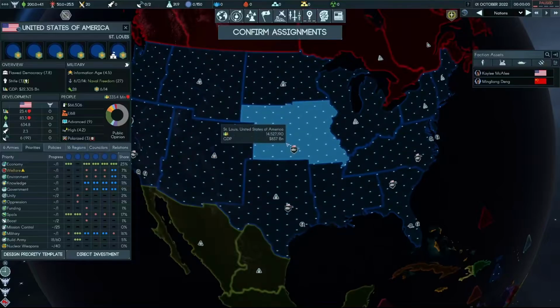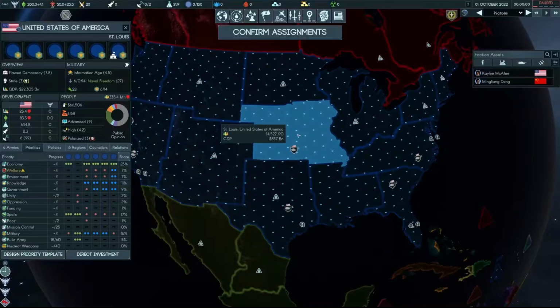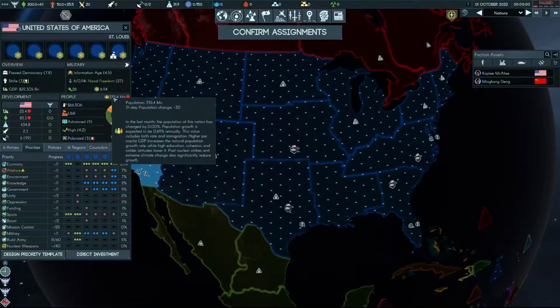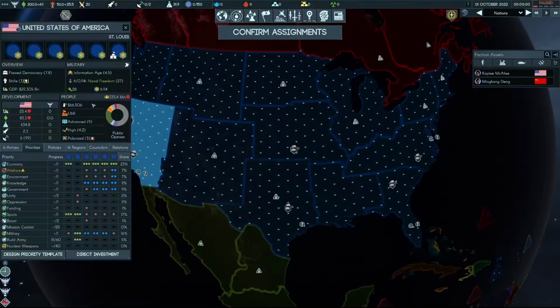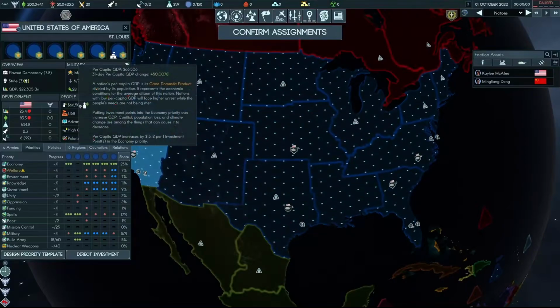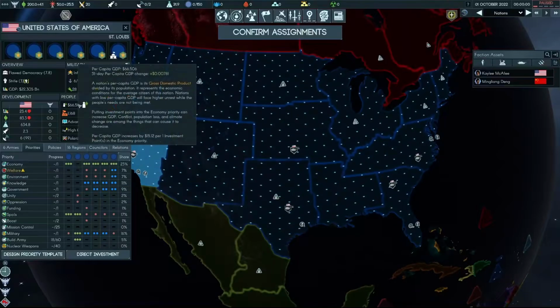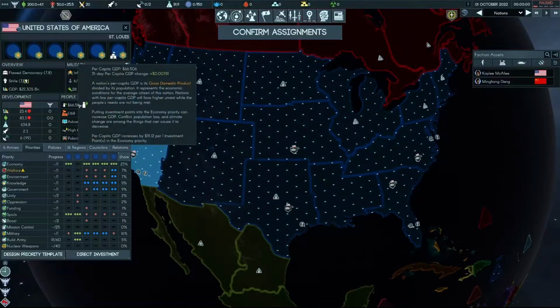So there are a few factors that influence research. There are quite a few of them. The first is that it takes your population and multiplies it with your GDP per capita. So the higher your GDP per capita and the higher your population, the higher your research will be.